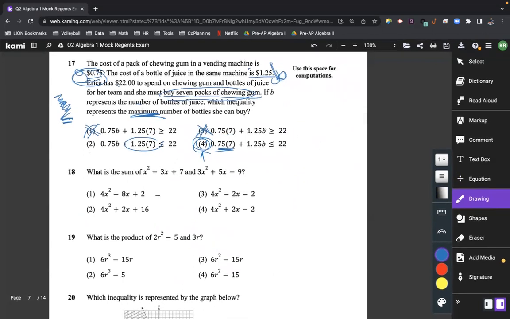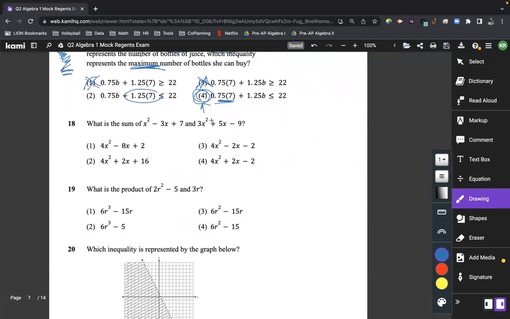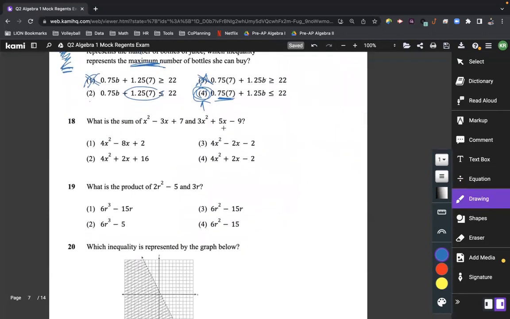So it says here, what is the sum of x squared plus 3x plus 7 and 3x squared plus 5x minus 9? Now, because it's adding, you could just get right to work. x squared and 3x squared, that's 4x squared. Negative 3x and 5x, that's positive 2x. 7 minus 9 is negative 2. So I have plus 2x minus 2. That's got an 8, that's not right. This has got a 16, that's not right. The 2's are negative. This one here. So the answer choice is 4.